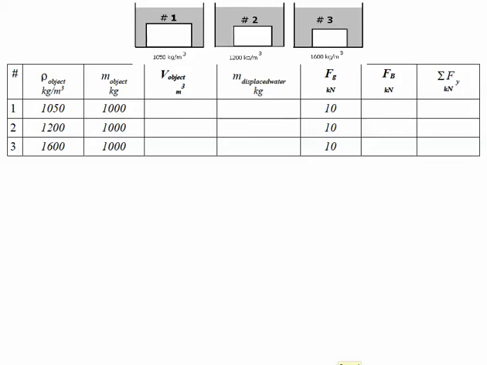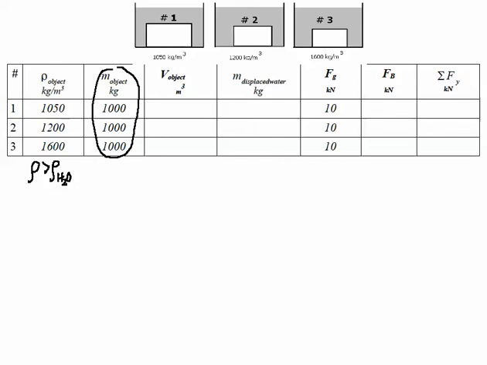Chapter 6, Problem 4.2. Now we are looking at three sinking objects. We have the density for each object. All of those densities are larger than the density of water, which shows that they are all sinking. They all have the same mass, but they have different volumes because they have different densities.